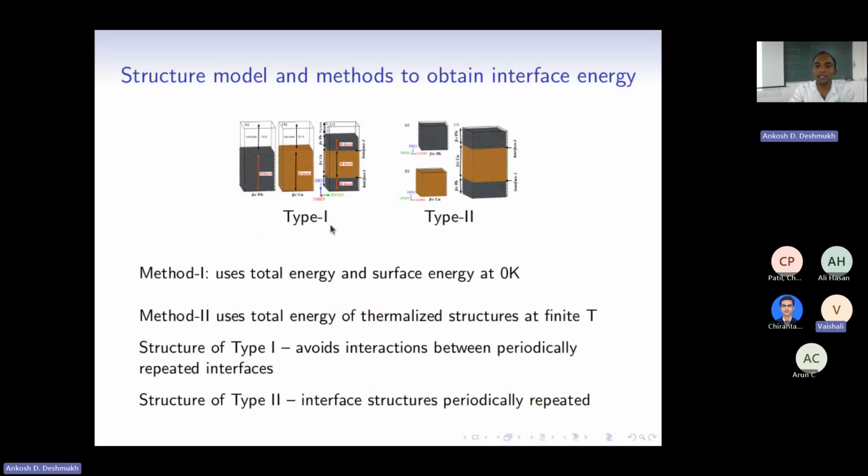So here we have two types of interface. I have used four methodologies. In type 1 we have non-periodicity along one direction, and in type 2 we have periodicity in all directions. So method 1 is basically the static calculation, which is not dependent on any temperature. So no vibrational modes are active in this calculation. So the total energy is basically the potential energy of the system.